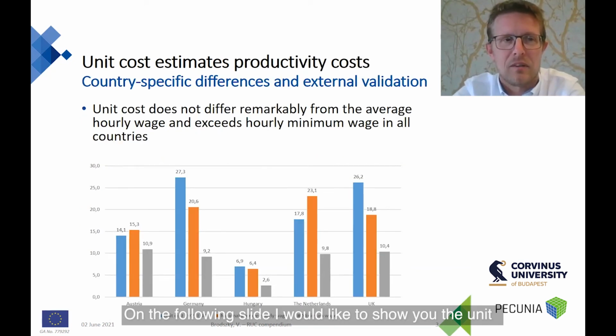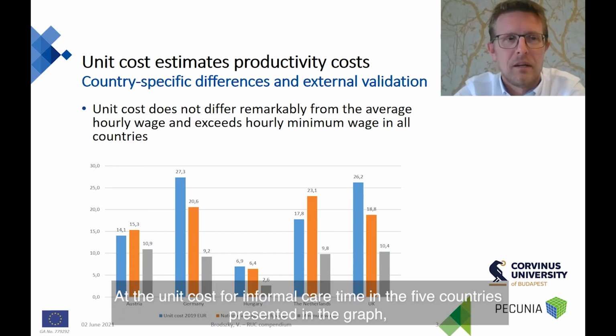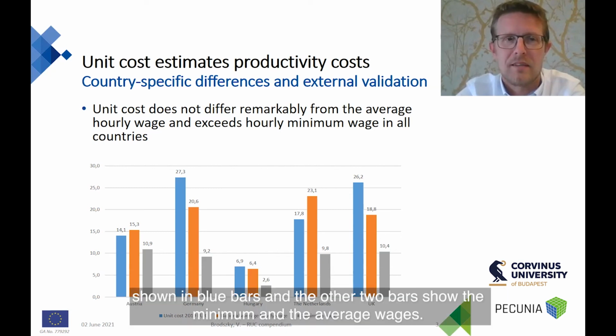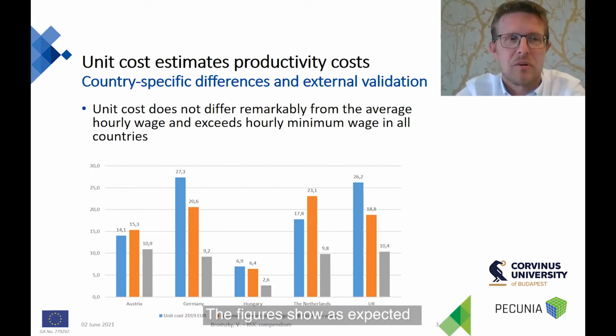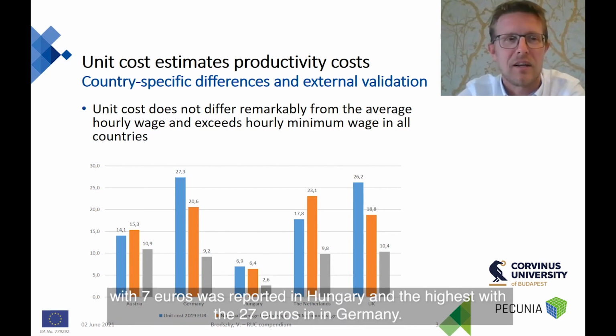On the following slide, I would like to show you the unit costs that are included in the compendium. The unit cost for informal care time in the 5 countries is presented in the graph. All unit costs were reported in euro for 2019. The unit costs per country are shown in blue bars, and the other 2 bars show the minimum and the average wages. The figures show, as expected, the unit cost differences between the countries. The lowest unit cost with 7 euros was reported in Hungary, and the highest with 27 euros in Germany.